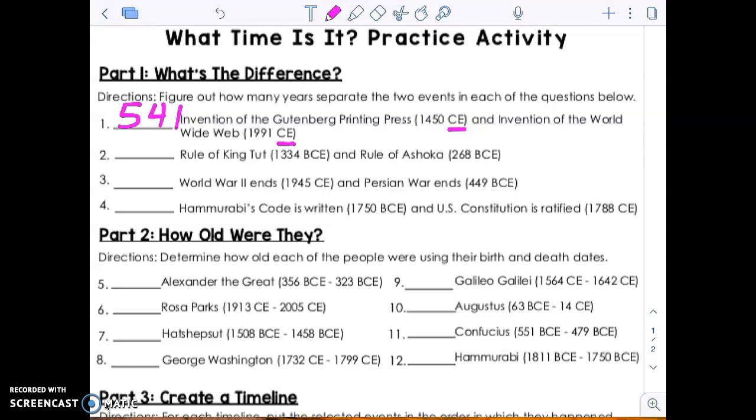So the next one, the rule of King Tut in 1334 BCE, and the rule of Ashoka. And that happened in 268 BC. We will talk about King Tut, but not Ashoka. So we have BCE, BCE. So again, we would subtract.